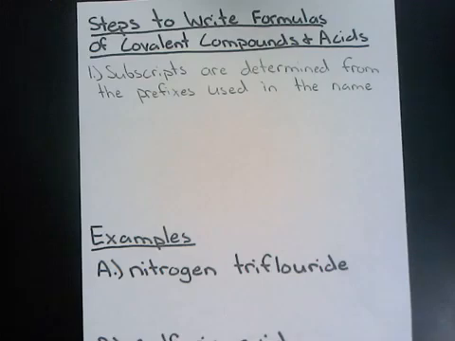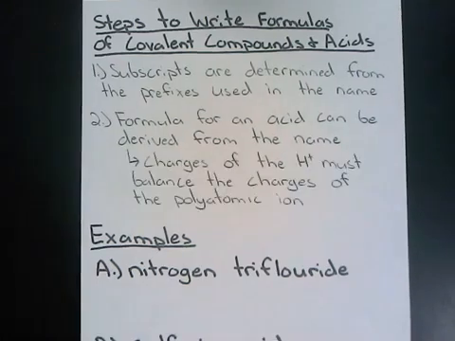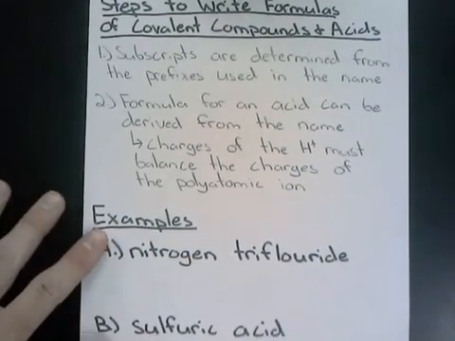If we have a formula of the acid, the formula can actually be derived from the name. When we write the formula for an acid, what we have to keep in mind is that the charges of the H+, the hydrogen, have to balance the charges of the polyatomic ion in a very similar fashion to what we did back when we named ionic compounds. Okay, so let's put these steps to the test here, and let's name a covalent compound, or write the formula, and then write the formula for an acid.